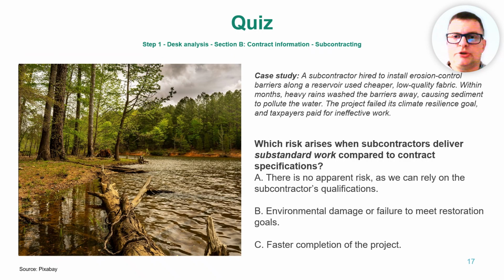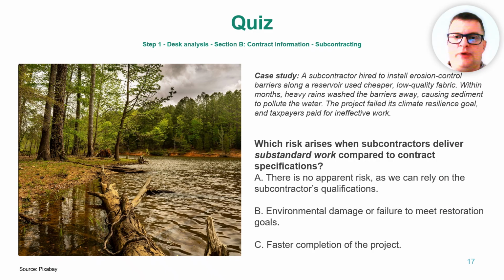So it's time for another quiz. Let's take a look at the case study. A subcontractor hired to install erosion control barriers along a reservoir used cheaper, low-quality fabric. Within months, heavy rains washed the barriers away, causing sediment to pollute the water. The project failed its climate resilience goal, and taxpayers paid for ineffective work.